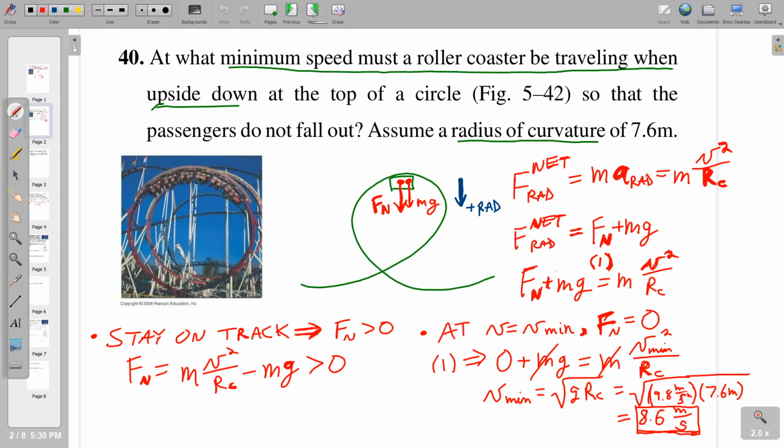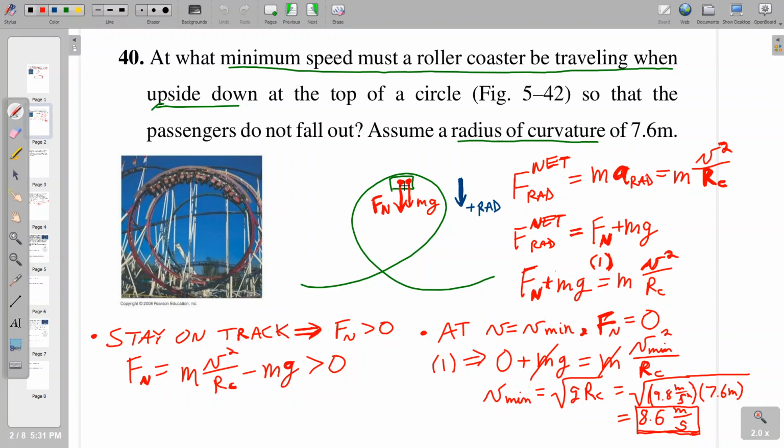Okay, I'll assume that you have done that, you have checked it out on your own, and so now I'll go through it. So, we're looking for the minimum speed that the roller coaster must be traveling when it's upside down at the top of the circle. Now I've drawn here my free body diagram. Up at the top of the circle there are two forces on the roller coaster car.